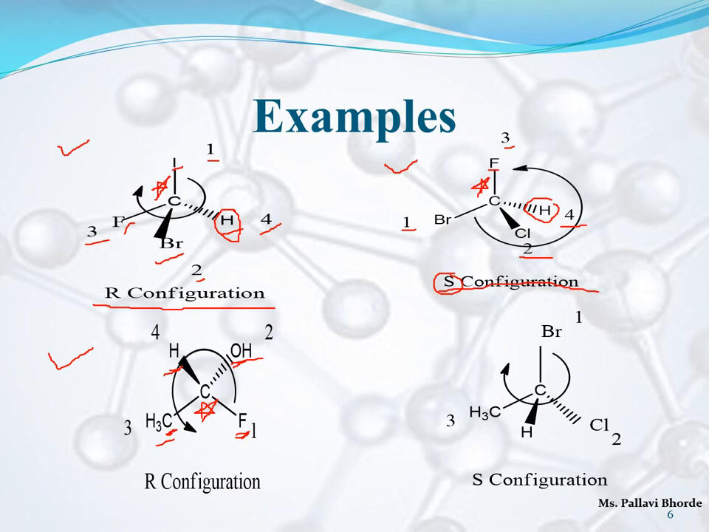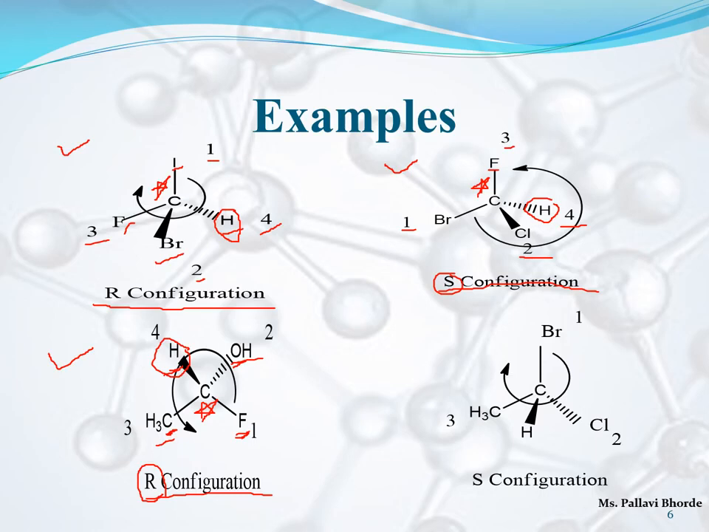The direction of moving arrow is anti-clockwise, but the fourth priority group is above the plane. So the answer is going to change. S configuration changes to R, means this molecule is having R configuration.